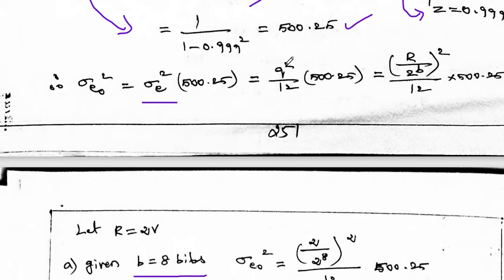What is the formula for sigma E squared? Sigma E squared is nothing but Q squared divided by 12. And what is the value of Q? Already you know the quantization step size: Q is nothing but R divided by 2 to the power B. So it is (R by 2 to the power B) the whole square divided by 12, into 500.25. Here we have to substitute the R value and B value.